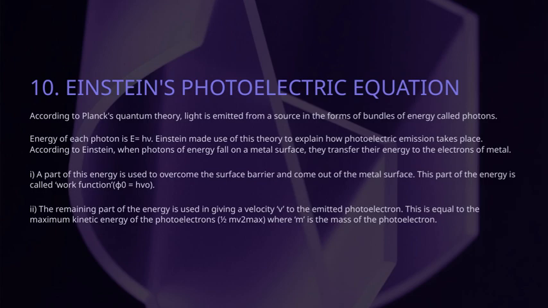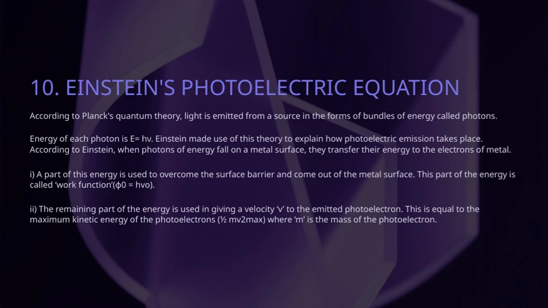But not all of the photon's energy goes into this kinetic energy. A part of it is needed just to help the electron overcome the surface barrier of the metal and escape from the surface. We call this part of the energy the work function, denoted as φ0, which equals hν0. Essentially, it's the minimum energy required for an electron to leave the metal surface.